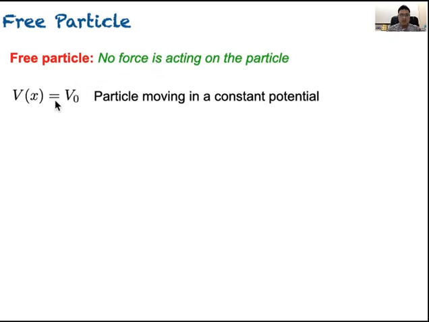Now let's say we have a potential V(x) equal to V naught, which is a constant. Let's say the particle is moving in this constant potential. There is another possibility that this V naught in a specific situation can be 0. Under this condition we can say that the particle is free because there is no force acting on the particle and the potential is 0.